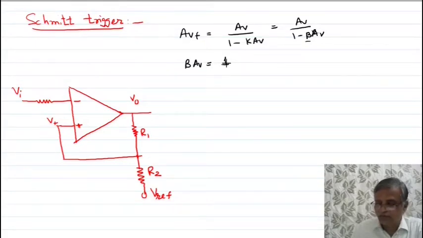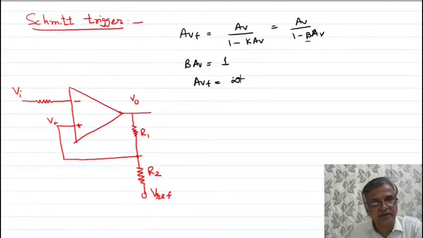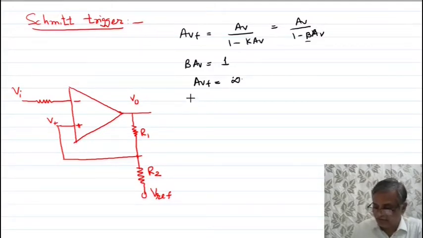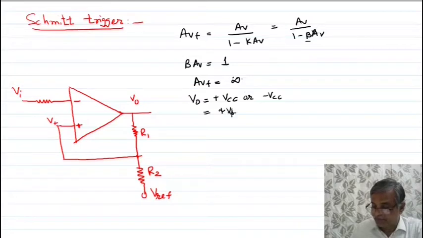If I adjust the loop gain to nearly 1, then the gain of the amplifier with feedback will be infinite, but no circuit has infinite gain. This indicates the output will be saturated. It will be either plus VCC or minus VCC, or generally we write that when the loop gain is 1, the output of the circuit is plus V saturated or minus V saturated.